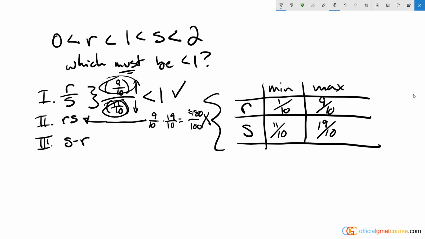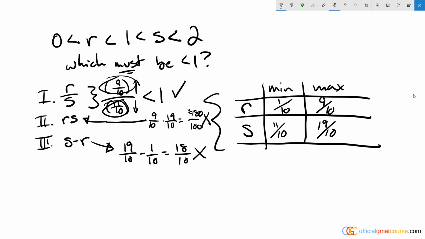So that's out. What about S minus R? In order to maximize the value of this to try to force it over the value of 1, I'd want to maximize my S and I'd want to minimize my R. And in doing that, I still end up with 18/10, which is greater than 1. So this does not have to be less than 1.